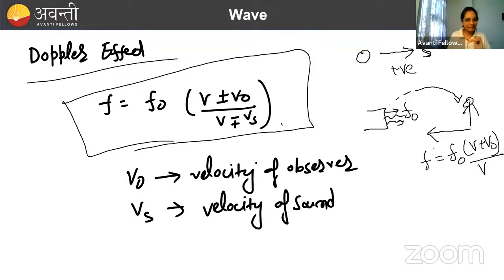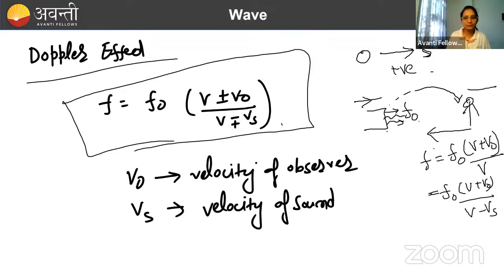Now suppose the car is also moving towards the person and the person is also moving towards the car. Now the observer is moving towards the source, so that direction we take as positive. And the source is moving towards the observer. If the source moves towards the observer, that direction is taken as negative. How to remember? The simple way is to remember just one thing: when the observer moves towards the source, the direction is positive. If opposite, what direction will you take? Negative. So here the opposite is happening, the source is moving towards the observer, so I will write V minus Vs. So remember just one thing.